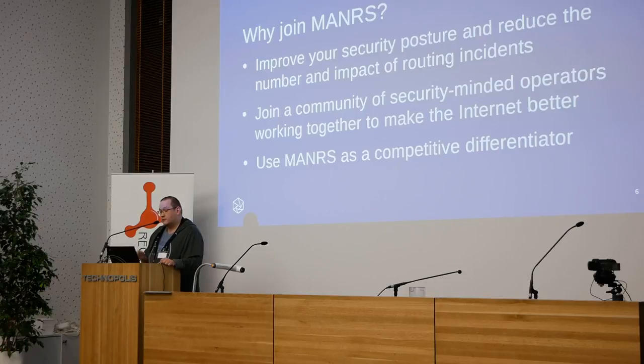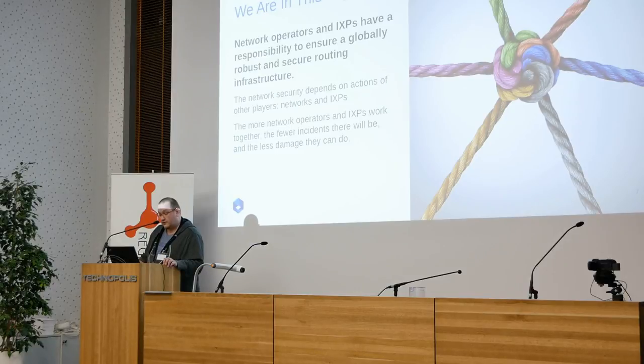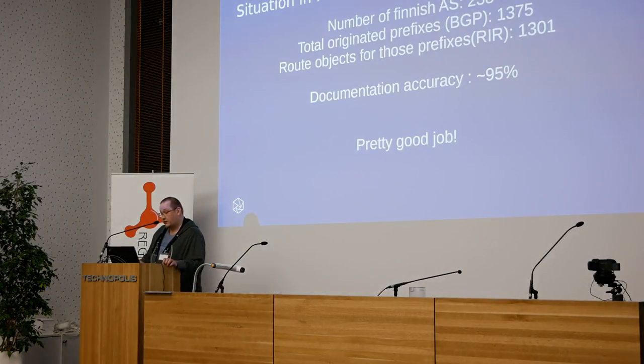Then last night I had some time just to check out how we are doing in Finland in terms of documenting stuff. And by this I mean mostly the route objects in the RIPE database. Okay, I should have really checked this presentation beforehand. This is more for IXPs, why MANRS is important as well. But anyway, the situation in Finland. I took about 238 ASs, and then I dumped out the data from BGP on how many prefixes they are originating in the live network. And then I did a simple lookup test to see how many of those prefixes are actually documented. So for Finland, this is about 95%, which is cool.